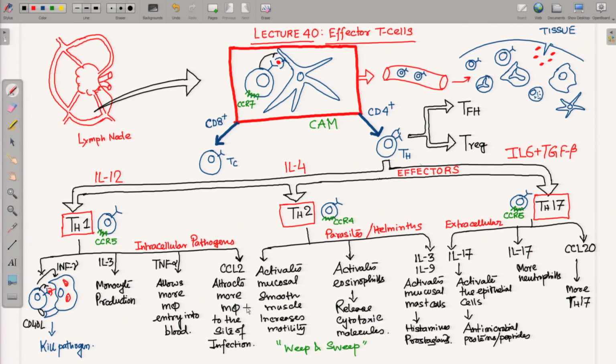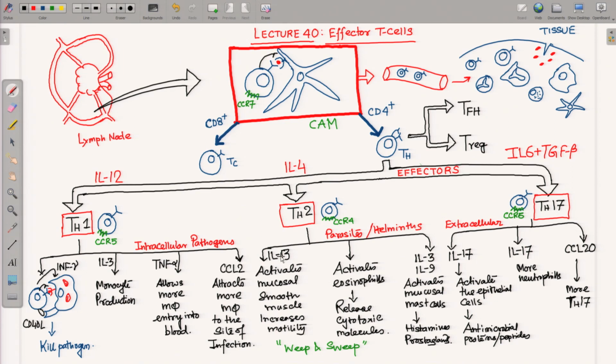A second type of response is initiated by the Th2 cell types. They are one of the major producers of interleukin 13, which activates the mucosal smooth muscle, increases its motility, and primarily induces the production of mucus by the goblet cells. So they can activate the goblet cells and enhance mucus production, and also increase the motility of the mucosal smooth muscles. They can activate and recruit more eosinophils, which can produce a lot of cytotoxic molecules that can clear the parasites or the helminths.